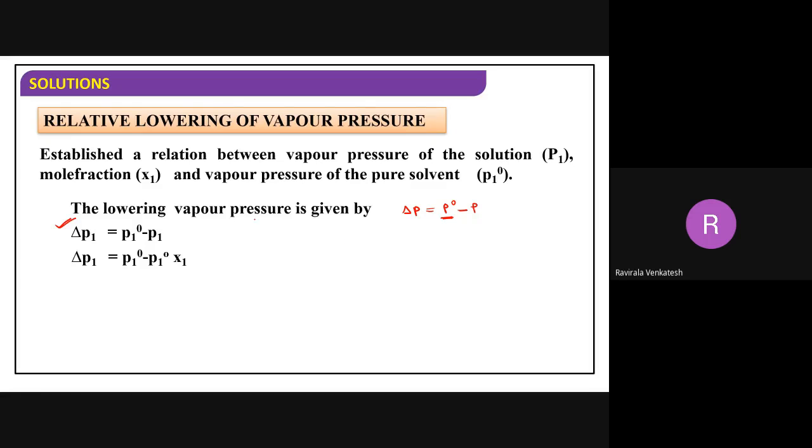Now what I am doing here, delta P1 is nothing but lowering of vapor pressure. This is according to Raoult's law, beta. This X1 I have taken according to Raoult's law. Because if you observe this formula, P1, according to Raoult's law, P1 is equal to what, beta? P1 is equal to P naught 1 into mole fraction of 1. Correct or not?